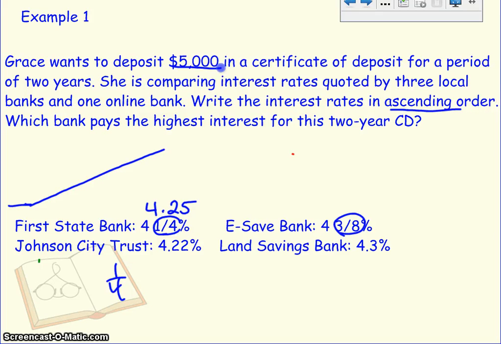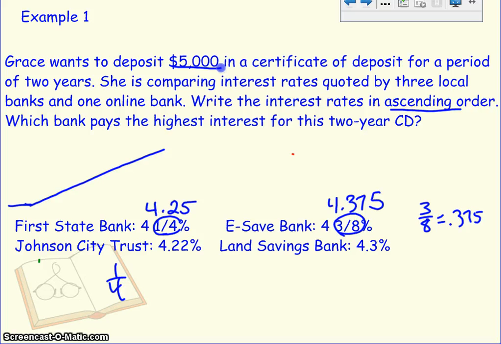The other one here we have to look at is eSave Bank, which is at 4 3/8. So it's going to be 3 divided by 8, which is 0.375. So eSave Bank is paying a rate of 4.375. And then Land Savings Bank is paying 4.3. It's already in decimal form.